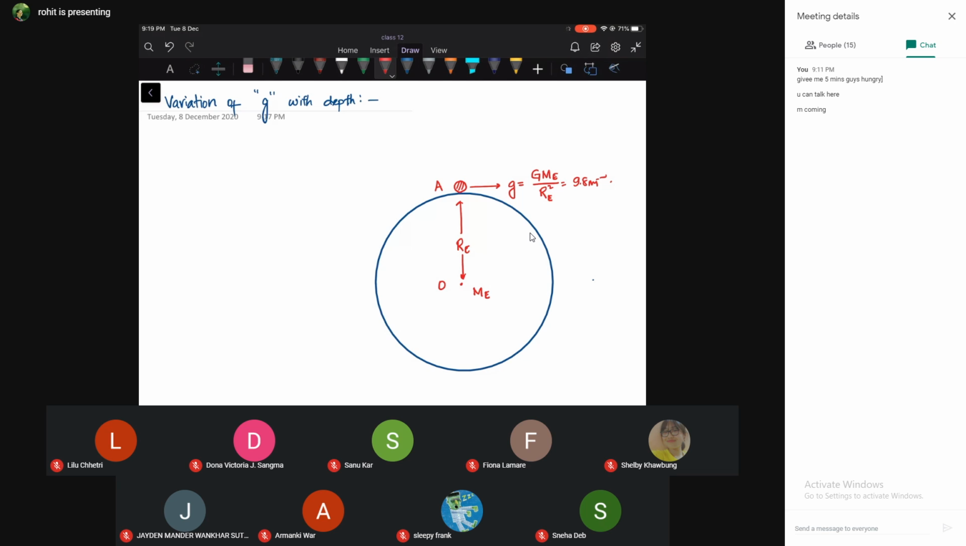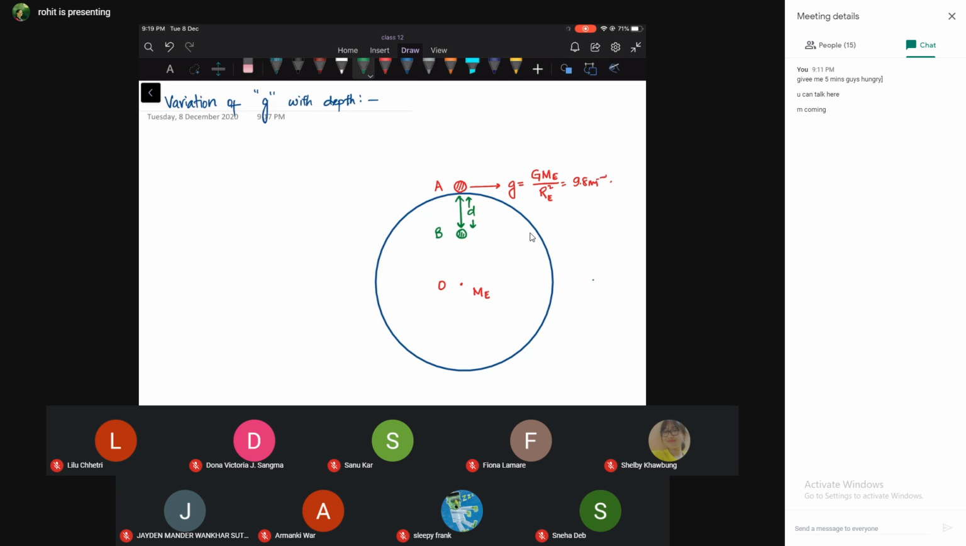Now we are talking about a point which is somewhere here. Let me just remove this for the time being. So we have a point somewhere here. We are here now. That means we have come below the surface. And how much we have come below the surface, we call it depth. So we have this depth.